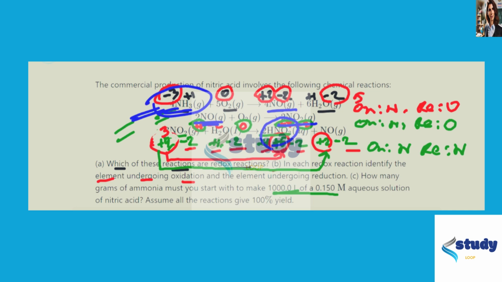So this is the mass of ammonia which is required, or which we must start with to make this much aqueous solution of nitric acid.